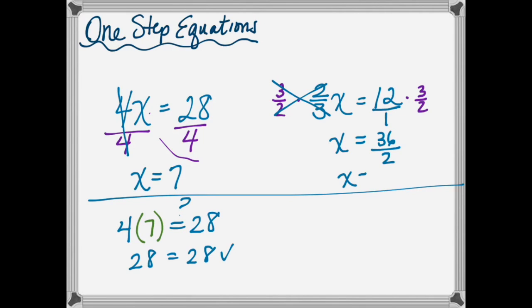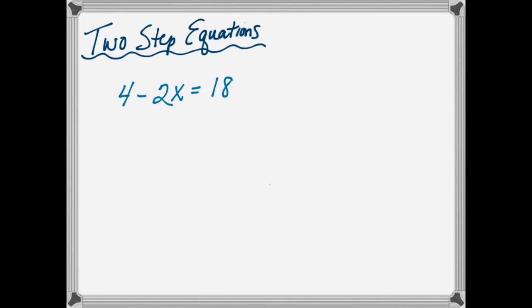So my final answer is going to be x equals 36 divided by 2, which is 18. So again, we're going to do the same thing, and we're going to check our work. 2/3 times 18, and we want to check if that's going to be equal to 12. So 2/3 times 18 is 12. So it checks out. Two-step equations are the same exact idea.